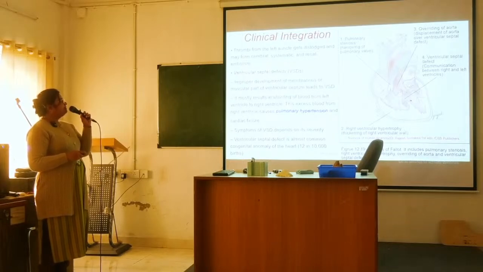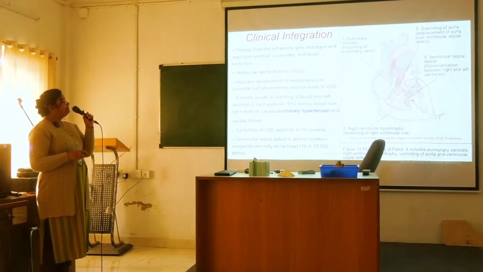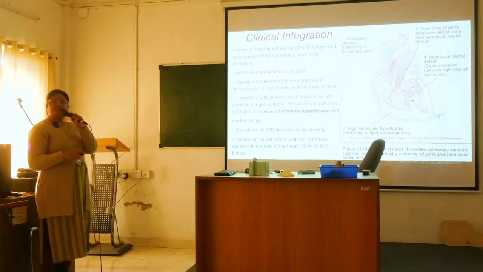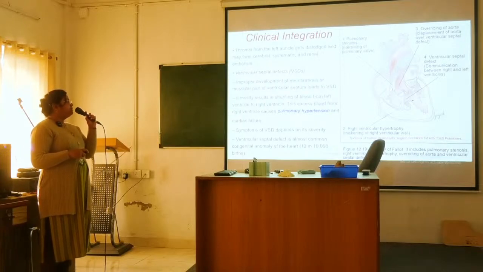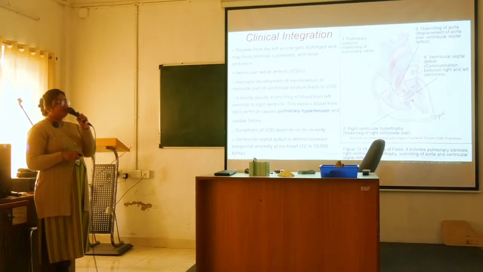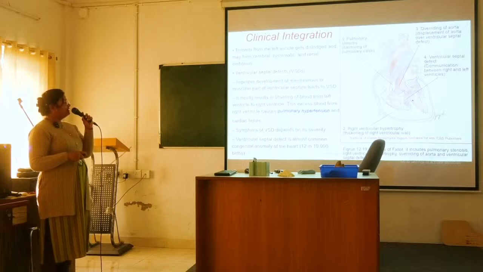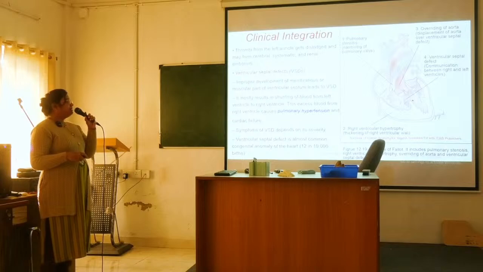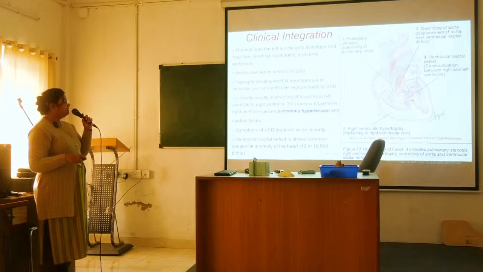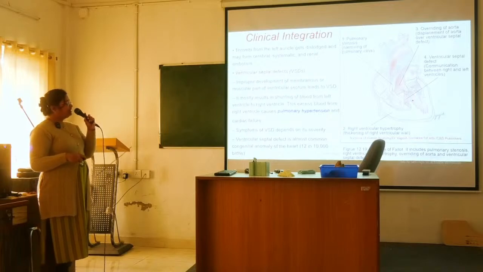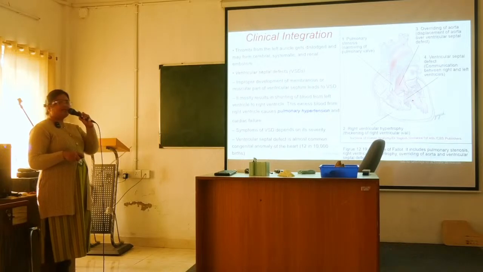Now ventricular septal defects, an important congenital anomaly. Improper development of the membranous or muscular part of the ventricular septum leads to a ventricular septal defect. It mostly results in shunting of blood from the left ventricle to the right ventricle, and this excess blood causes pulmonary hypertension and cardiac failure. Symptoms of VSD depend on its severity. Ventricular septal defect is a common congenital anomaly of the heart, occurring in 12 in 10,000 live births.